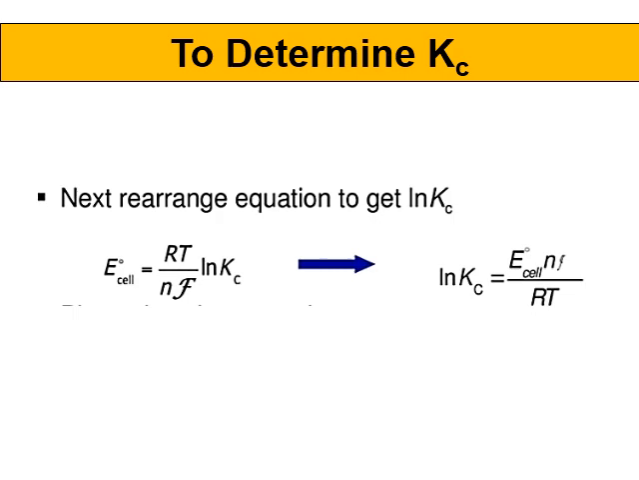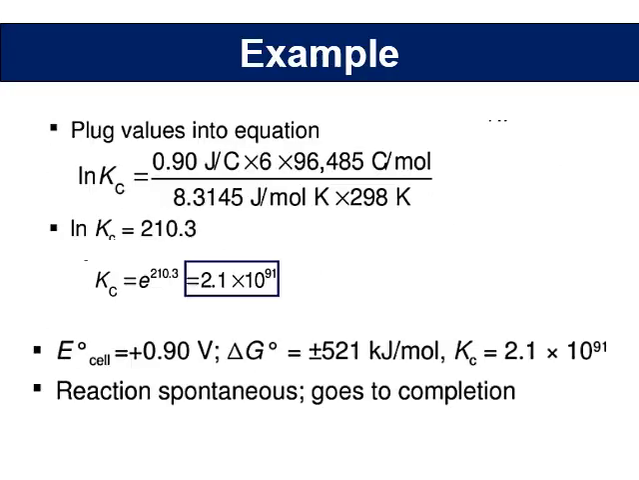E is E cell and F over R. Delta G is minus, Kc is 2.1 times 10 to the power 91. So the reaction is spontaneous. It goes to completion. Where to refer? Refer to the E cell. E cell is positive, so it's spontaneous.